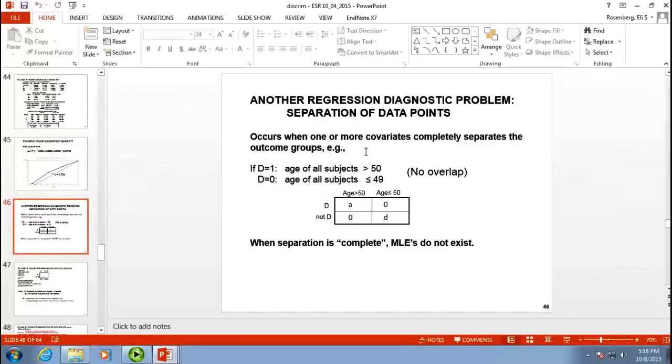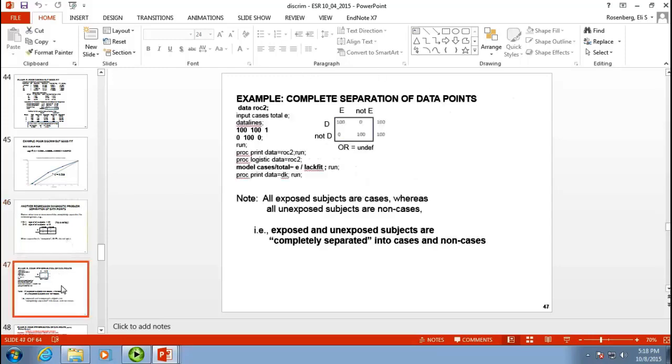One last thing is there's this thing about separation of data points, which is when the data fits too perfectly, like you split it too well, and there's a computer problem that happens. When your model is actually perfect, the computer doesn't like that. Honestly, in life this almost never happens, where you can perfectly split the disease and non-disease. Life is complicated, it doesn't work that way. But if it does happen, SAS is going to give you a warning that says, warning, separation of data points has occurred.